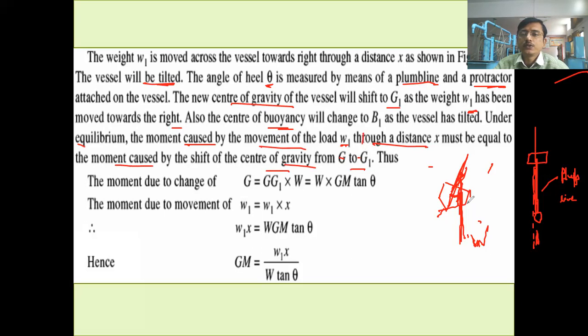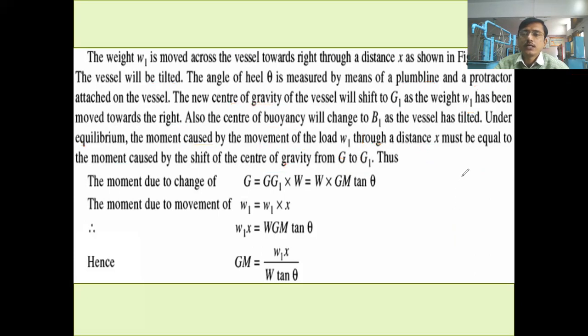Total weight is going to act from Z1 now, not from Z, and that weight is nothing but the force. That force multiplied by the distance shifted, G to Z1, is nothing but the moment caused by the shifting of the center of gravity. So we can equate these two.